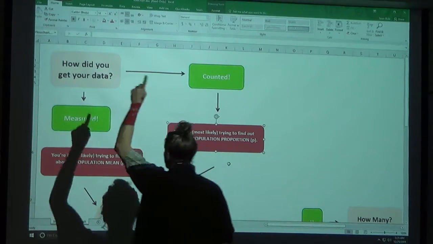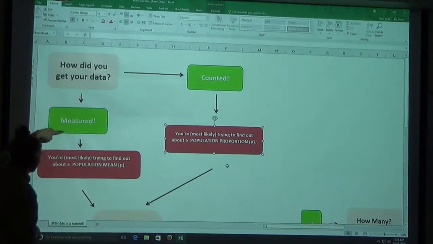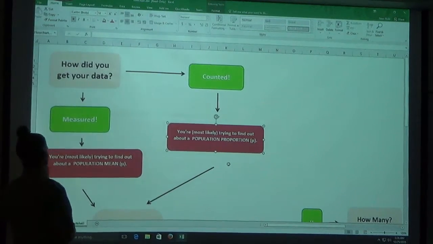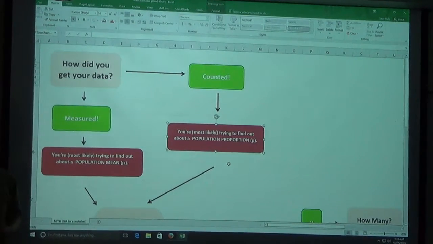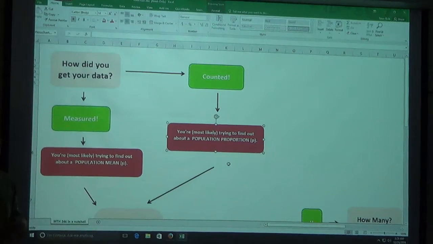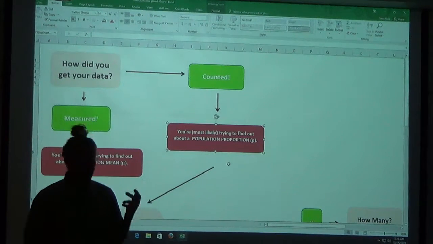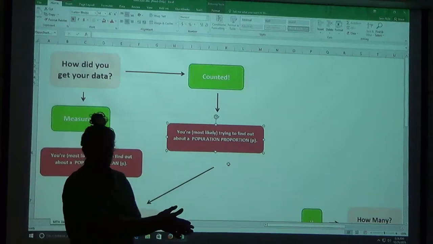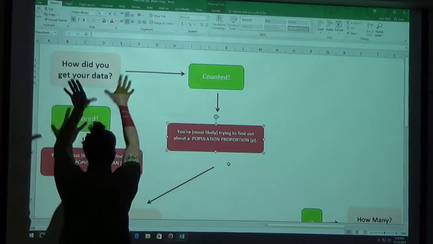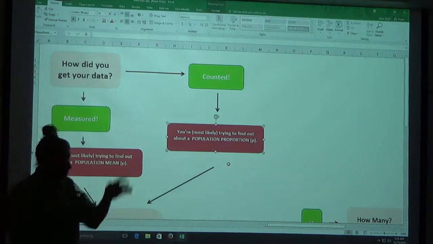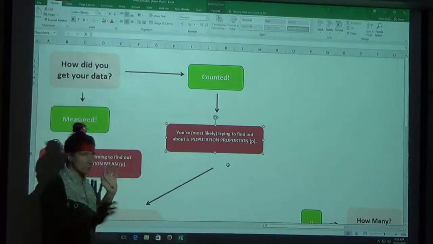So if you measure it, then you're heading this way, and I say you're most likely trying to find out about a population mean. There really are only two statistics we're interested in this class: proportions and averages. All you've got to figure out is which one to deal with. This flowchart helps you decide. Notice I put "most likely."